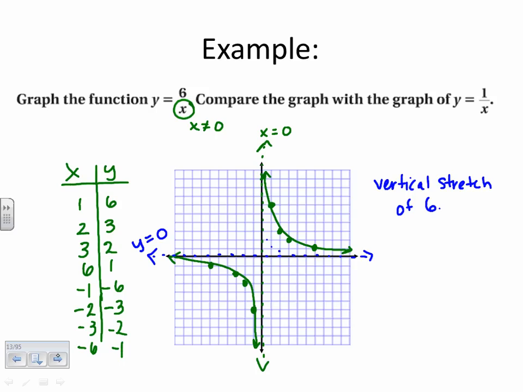What's our domain going on? So the domain looks like everything except x cannot be 0. What about the range? Good. Y cannot be 0. And then we already labeled our asymptotes.